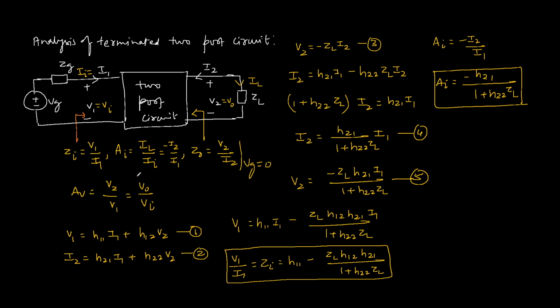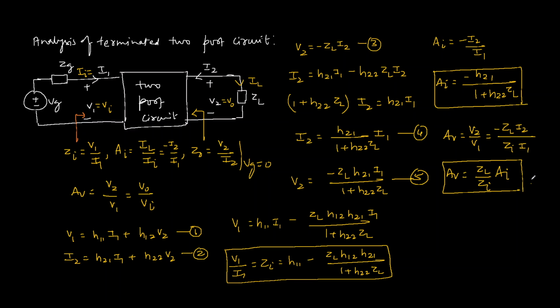Now let's find the expression for voltage gain. So AV is basically V2 over V1, and we can see that V2 is negative ZL I2. And what about V1? This V1 is Zi into I1, and negative I2 over I1 is the current gain. So voltage gain is basically ZL over Zi into AI. This is the expression for voltage gain.